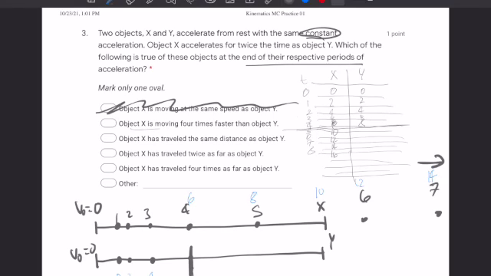X is definitely not moving 4 times faster than y. It looks like it's moving twice as fast as y. X has traveled the same distance as y? Clearly not from our picture. X has traveled twice as far as object y? Well, no, we can see that happens about here. It's not even close. It's definitely not that. Well, X has traveled 4 times as far as object y.